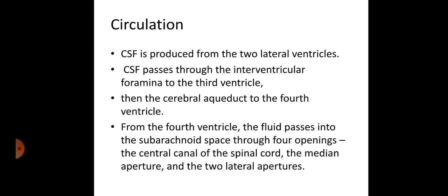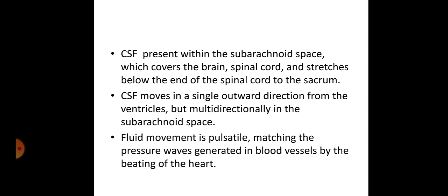From the fourth ventricle, the fluid passes into the subarachnoid space by four openings: the central canal in the spinal cord, the median aperture, and the two lateral apertures. The CSF present within the subarachnoid space covers the brain and spinal cord, and stretches below the end of the spinal cord to the sacrum. So CSF is present from the brain right up to the sacrum. CSF moves in a single direction in the ventricles, but in the subarachnoid space it moves in multiple directions. The movement of CSF is pulsatile, which is due to pressure waves generated by the blood vessels by the beating heart.